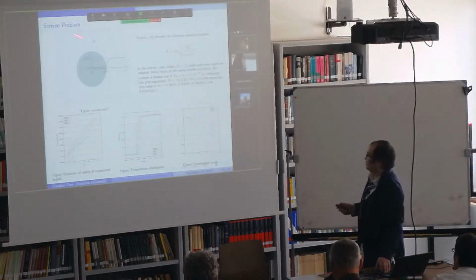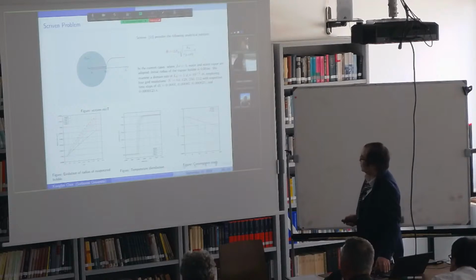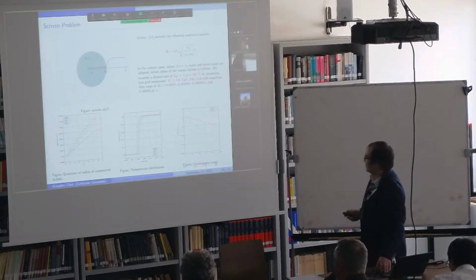And for a 3D problem, which is the Scriven problem, we initially have a vapor bubble inside the liquid, and because the temperature is higher than the saturation temperature on the liquid side, the bubble will expand. For this problem, we also have an analytical solution, and this is the comparison with the analytical solution of the radius, and this is the temperature distribution, and this is also first order.